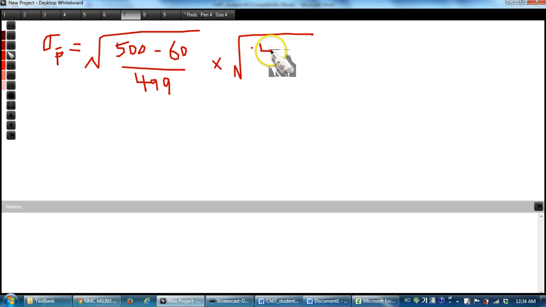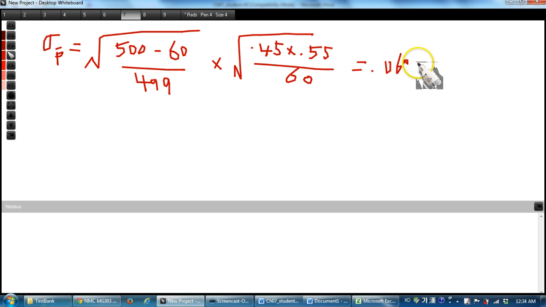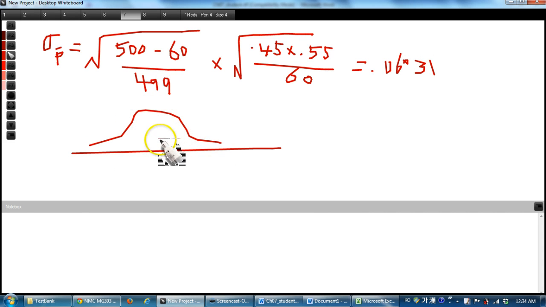And the proportion, in this case we're talking about 45%, and the complement will be 0.55, which is 1 minus 0.45. And then we're talking about the sample of 60 employees, so I come up with 0.06031. And again, you can have a normal distribution curve.